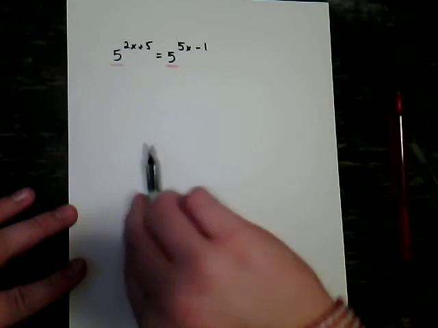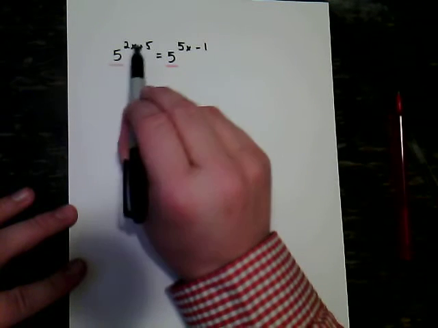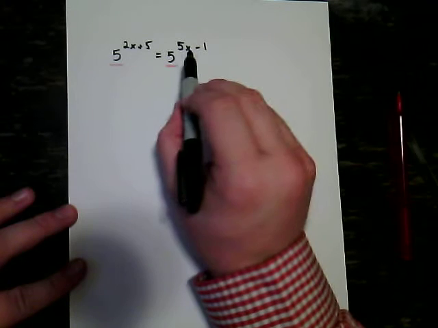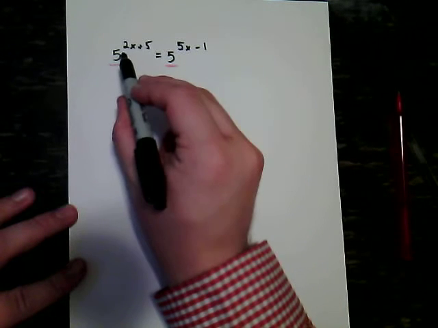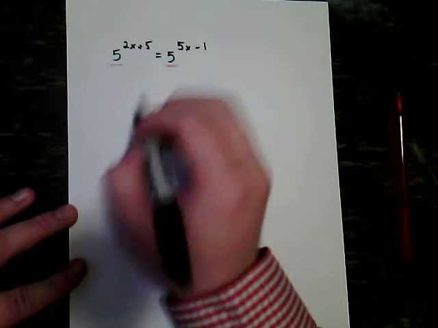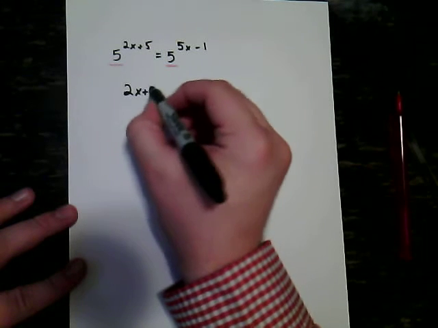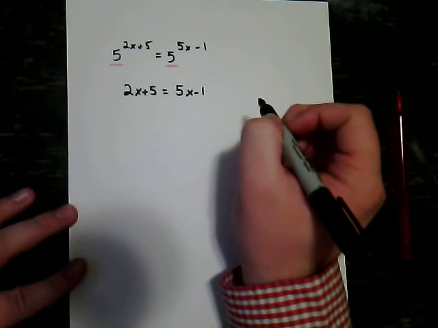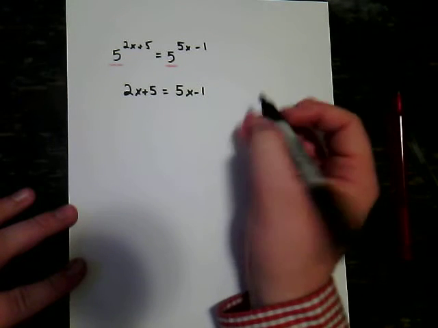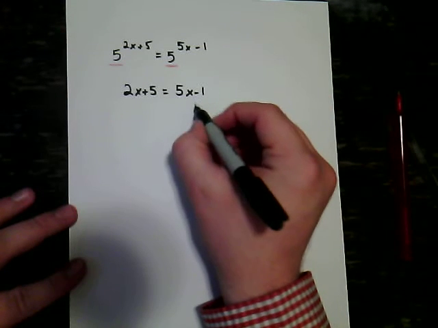Now if we have the same base, we know that in order to make them equal, we have to make sure those exponents are the same. So we're just going to set our exponents equal to each other. 2x plus 5 equals 5x minus 1. Once again, we're just solving a good old-fashioned two-step equation.